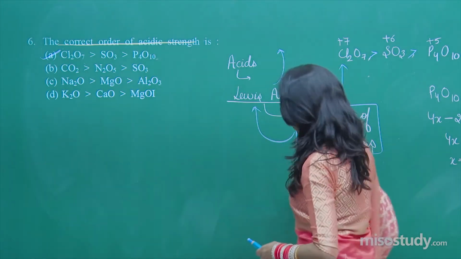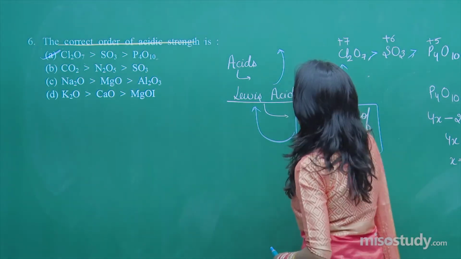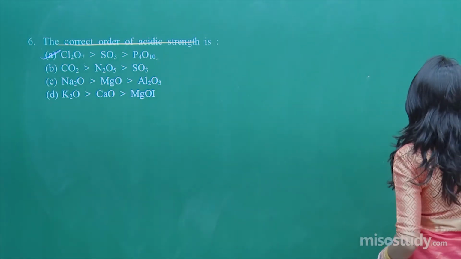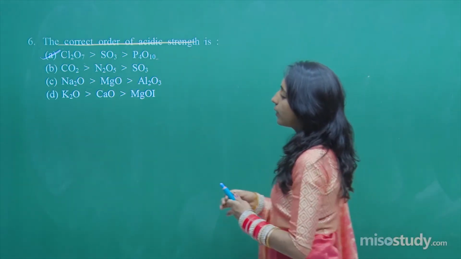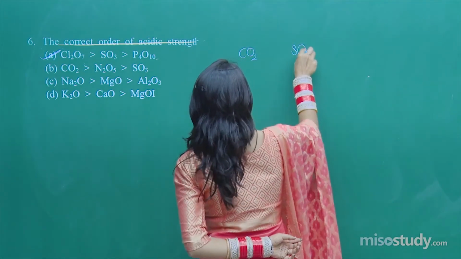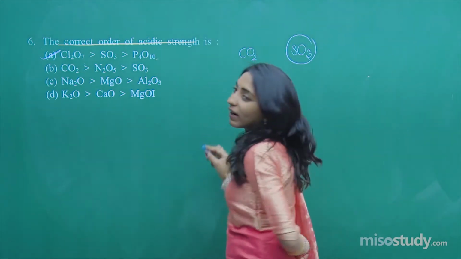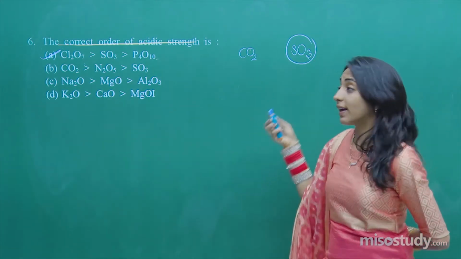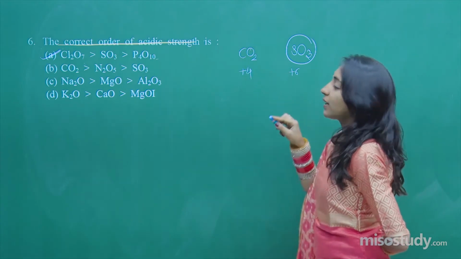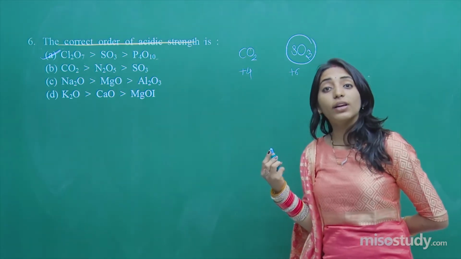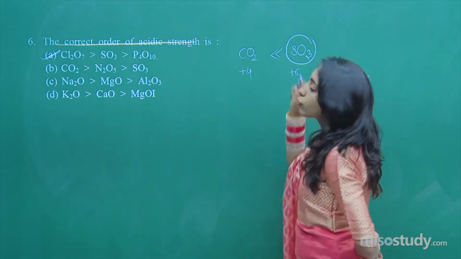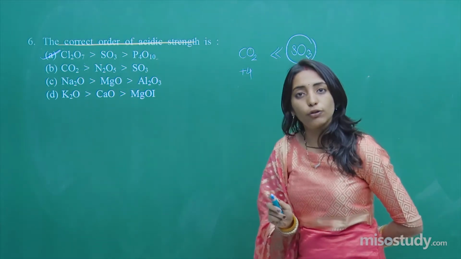Now let me just give you an idea about other options as well. On the same principle, if I ask you to compare carbon dioxide and SO3, you know SO3 is an acidic gas. Once again, sulfur is having +6 oxidation state, but in carbon dioxide, it is just having +4 oxidation state. So obviously, SO3 will be a stronger acid compared to CO2.